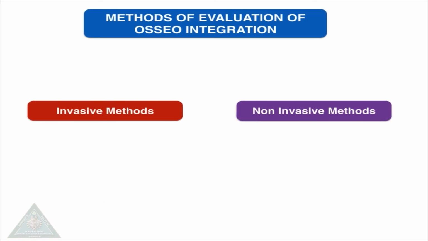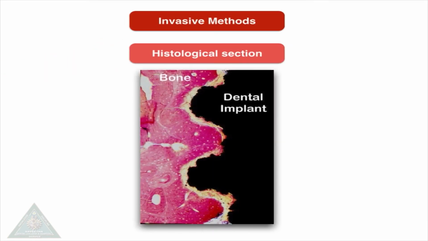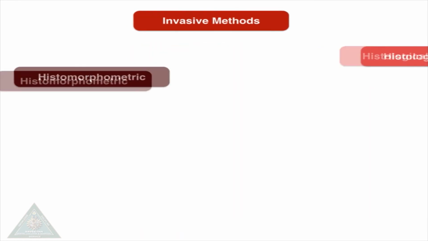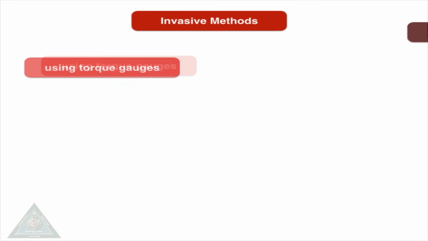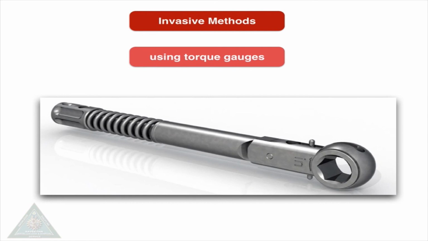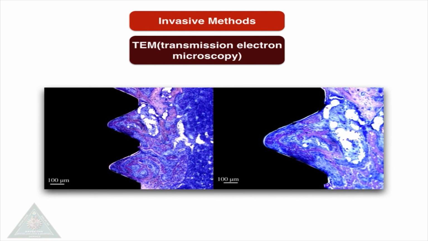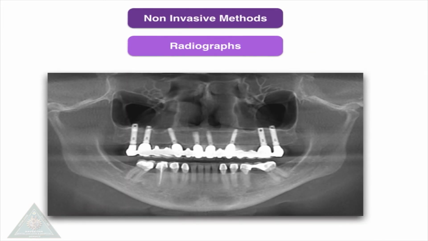There are methods of evaluation of osseointegration, which are divided into invasive and non-invasive methods. In invasive methods, we have histological section, histomorphometry, and torque gauges to assess the degree of torque required during the drilling of the bone and while placing the implant. But this is useful only at the time of implant placement and provides very little information during the 3rd and 6th months. The last one is transmission electron microscopy.